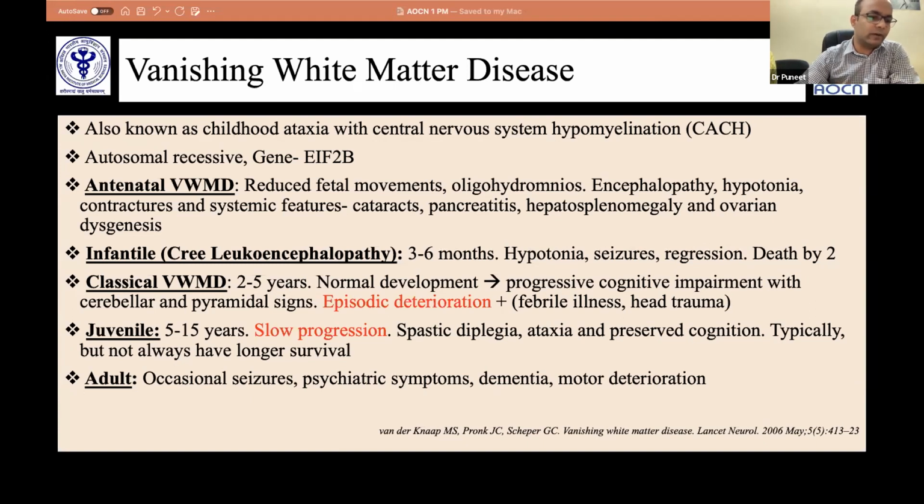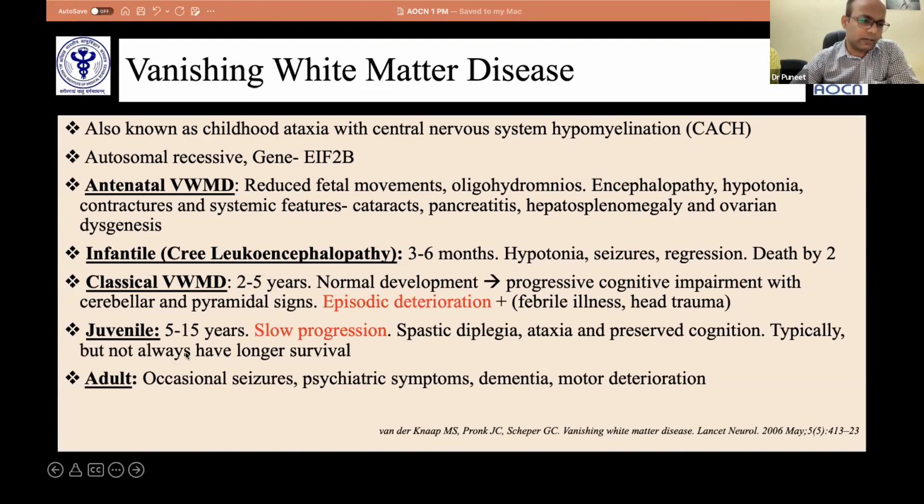The most common form, the classical vanishing white matter disease, presents between 2 to 5 years. These children usually have normal development followed by progressive cognitive impairment with cerebellar and pyramidal signs. One of the important features is episodic deterioration. After stress like a trivial febrile illness or a trivial head trauma, these children develop regression.